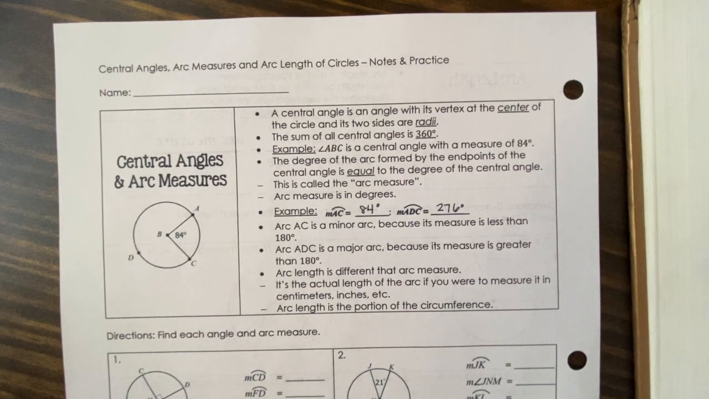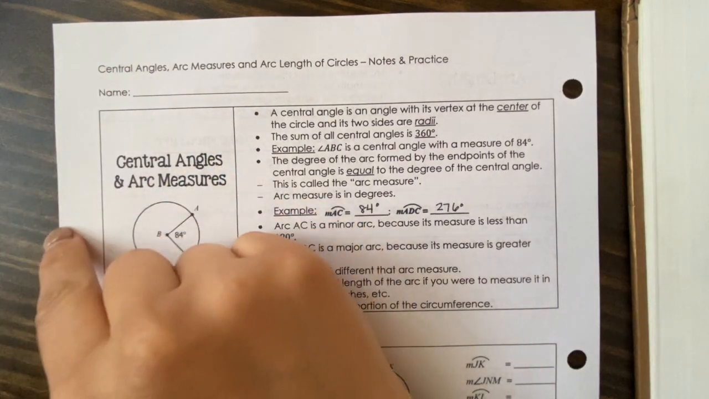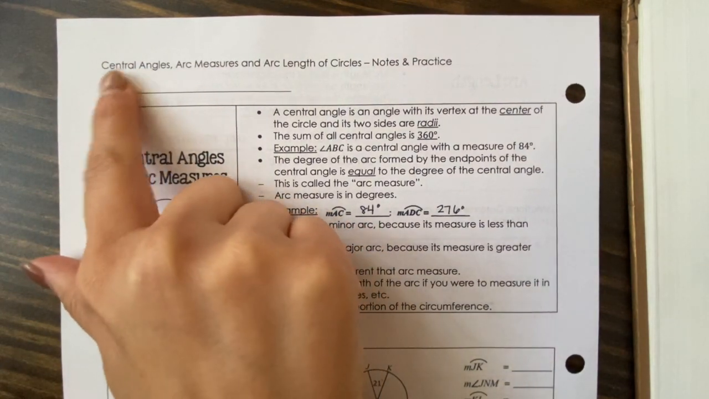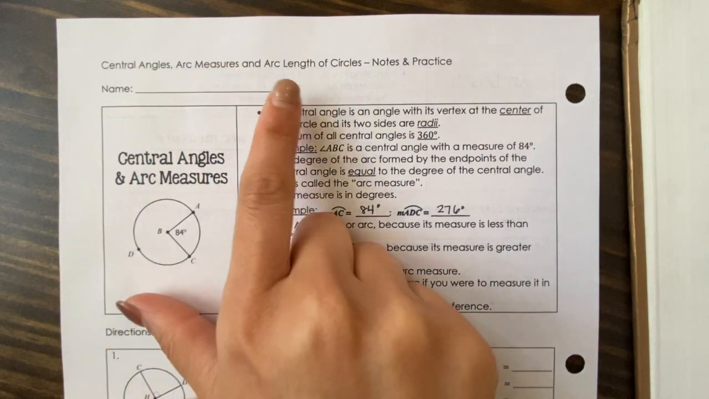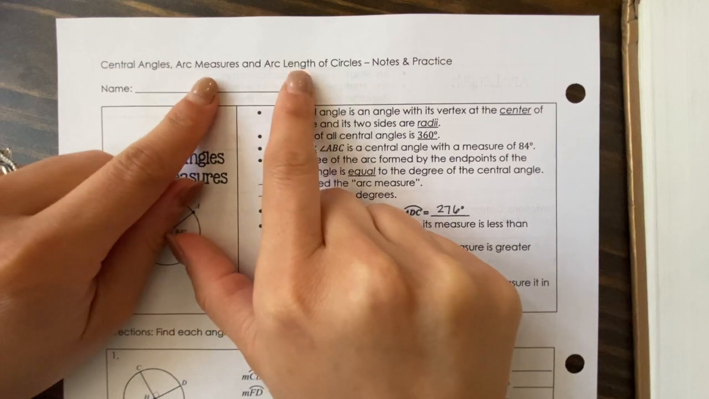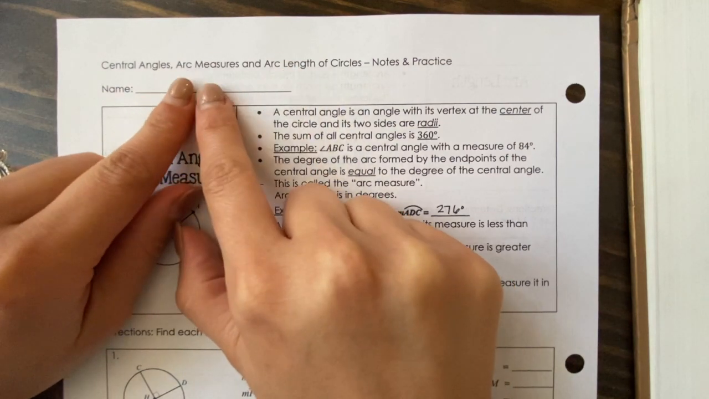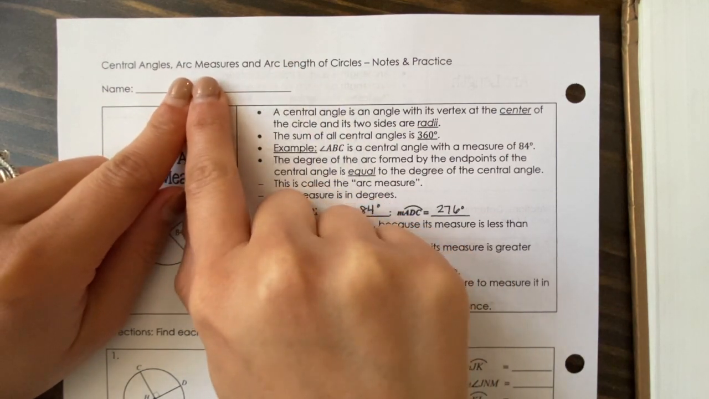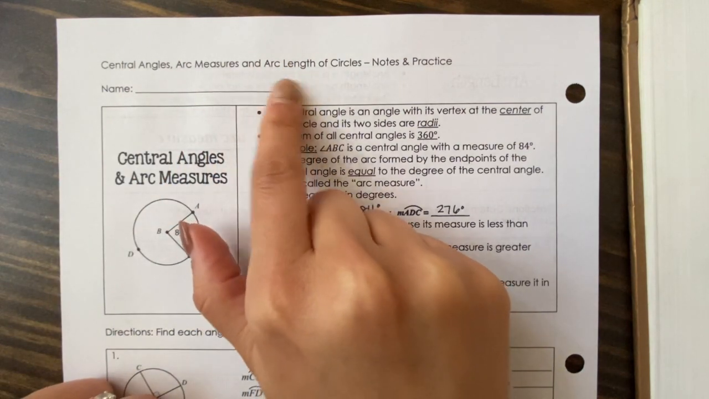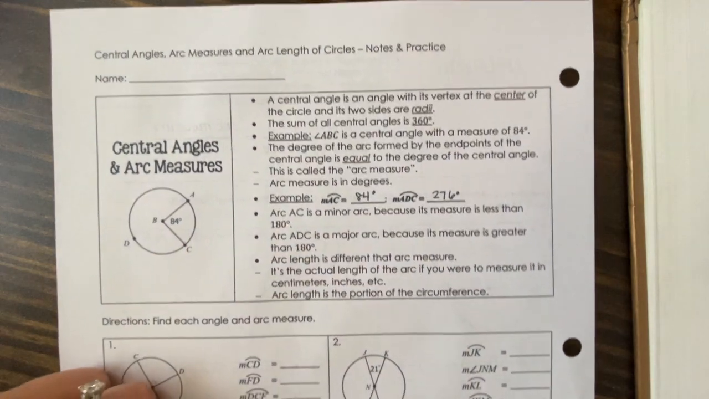All right, hey guys, so today we are doing your notes and practice on 3 new topics. Central angles, which you probably can kind of have an idea of what those would be, arc measures, and arc length. The big thing today is that you understand that these two things are completely different. Arc measures have to do with degrees around the circle. The arc length is literally the length around the circumference, and we're going to discuss that now.